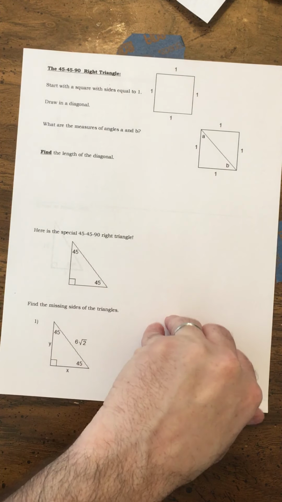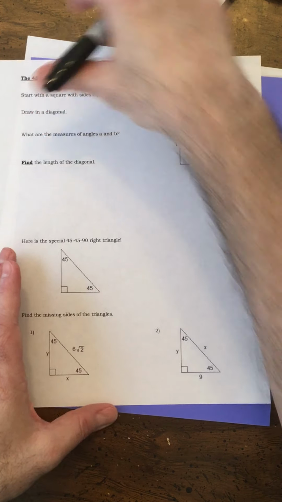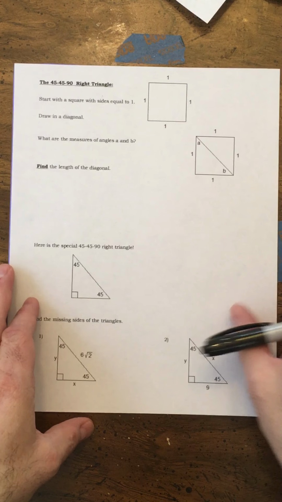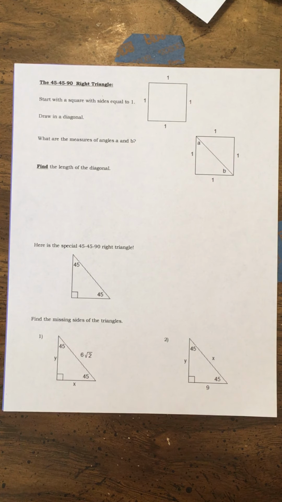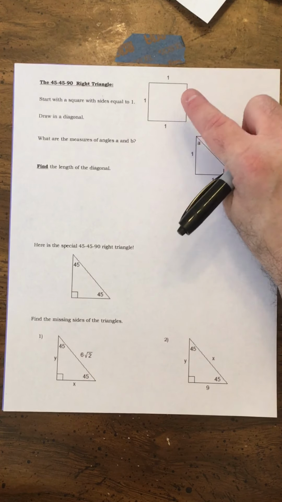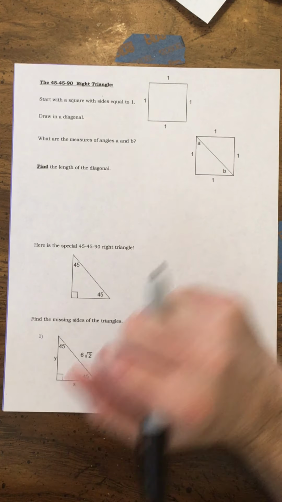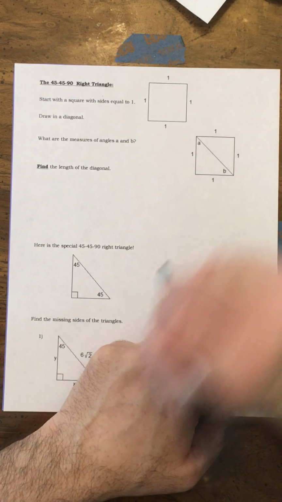We're going to take a look at one other special kind of right triangle. Remember, these are all special right triangles. This is called the 45, 45, 90 right triangle. Let me show you how you would create it. You start off with a square with all equal sides of 1, right? Now, suppose we were to draw in a diagonal.